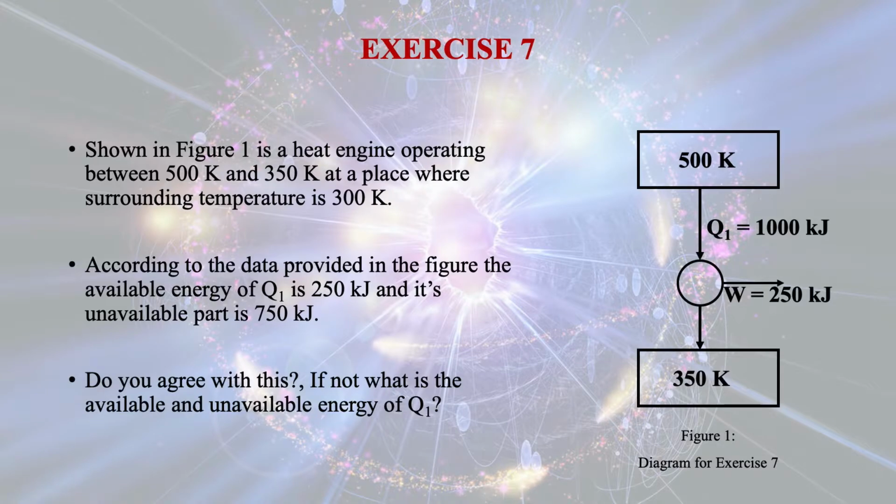Now this is a very interesting problem with regard to the second law of thermodynamics. As shown in figure 1, a heat engine operates between 500 Kelvin and 350 Kelvin at a place where the surrounding temperature is 300 Kelvin. According to the data provided in the figure, the available energy of Q1 is 250 kilojoule and its unavailable part is 750 kilojoule. Do you agree with this? If not, what is the available and unavailable energy of Q1?